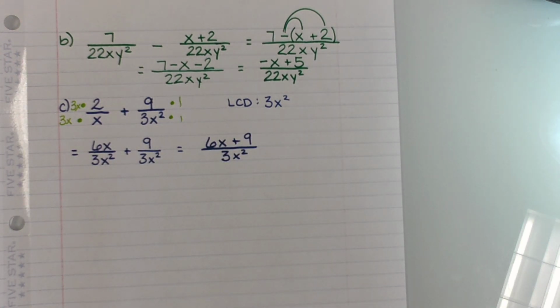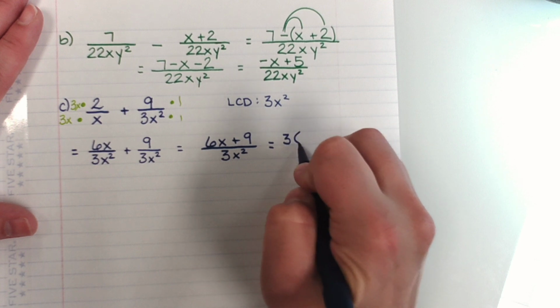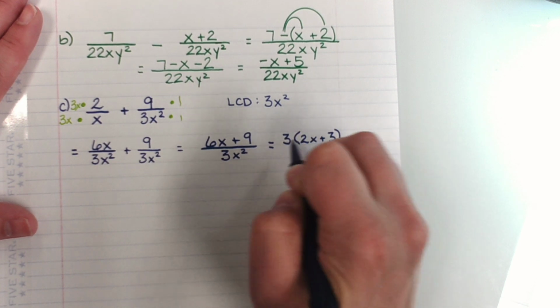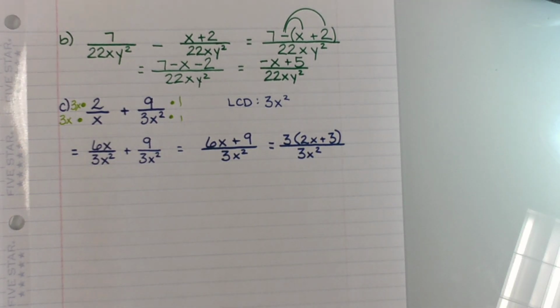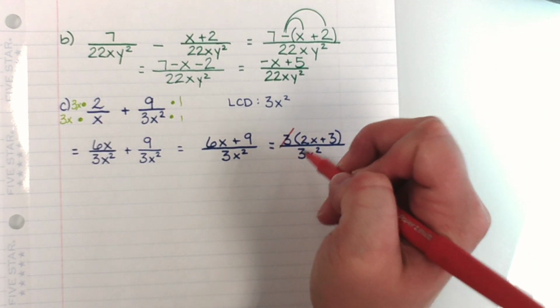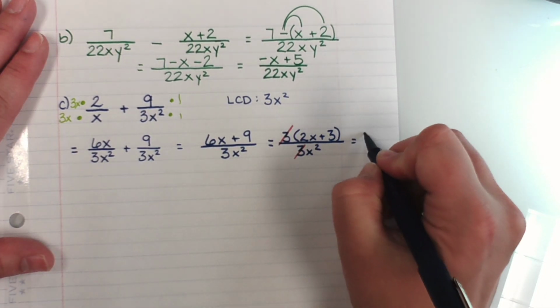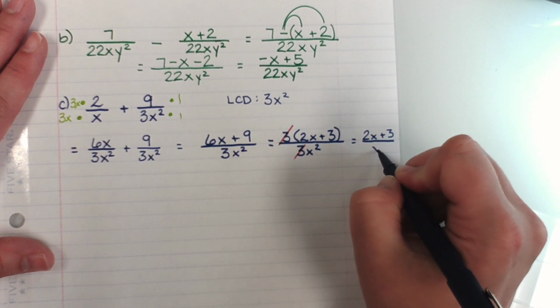Can I simplify? Yes, the top factors, I can factor a 3 out of it. Leaves me with 2x plus 3 all over 3x squared. What simplifies? The 3 and the 3. That 3 specifically in that one. 2x plus 3 over x squared.